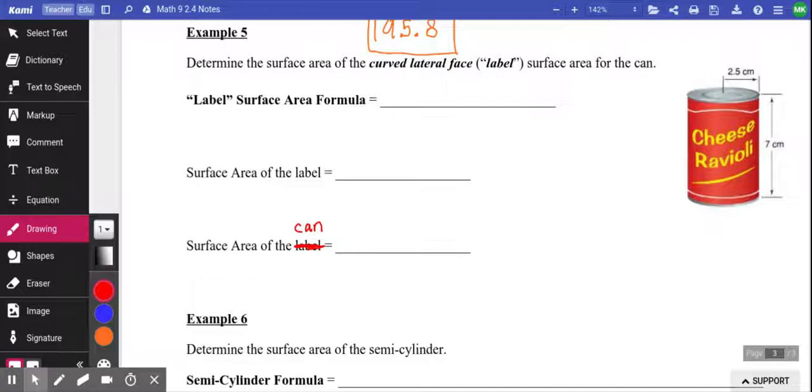So if we're doing the label only, that means we're not worrying about the circles on the top and the bottom. All we're worrying about is that rectangle when we unfold it, which would be 2 times pi times r times h. That's the outside around.